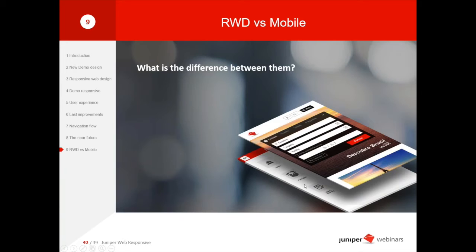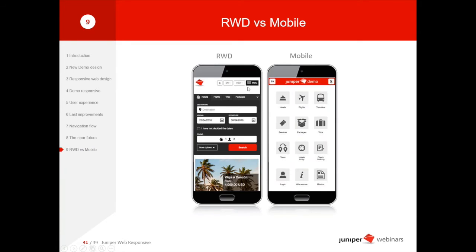Okay, so now the last point is to talk about responsive web design versus mobile. What is the difference between them? So here we can see our responsive web design on the left hand, and our mobile version on the right hand. Okay. So what is the difference? So for example, layout and elements adapted to different resolution, regarding the responsive web design. The mobile version, the layouts, elements, flow, and functionality has been especially developed for mobile devices.